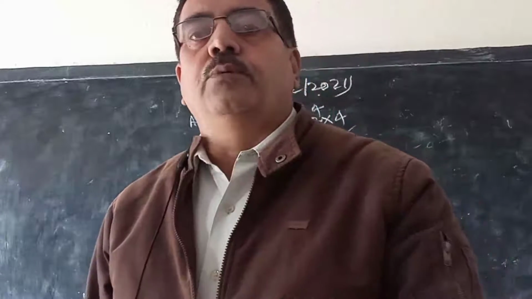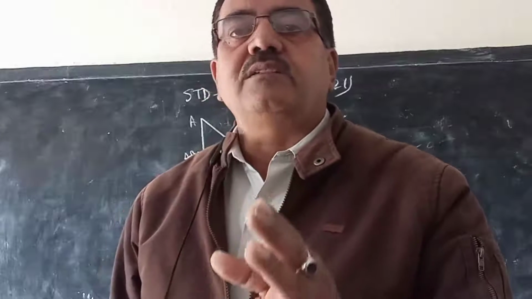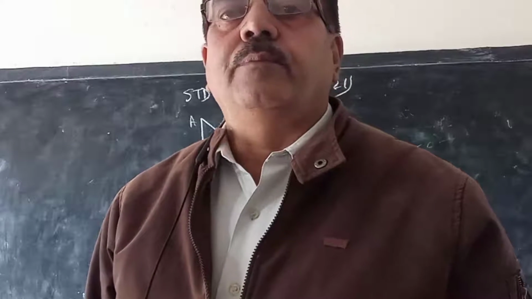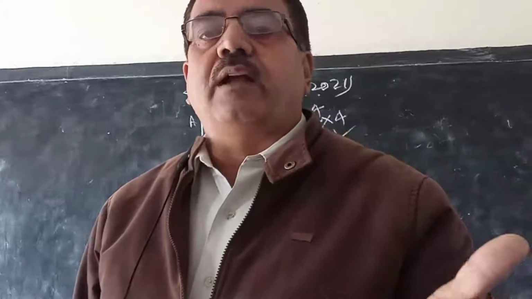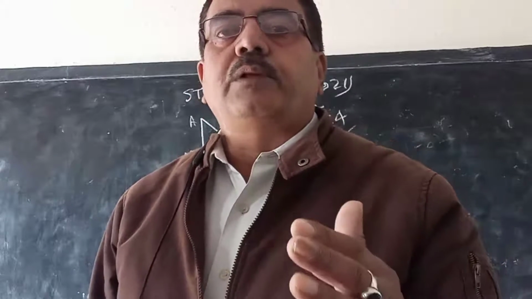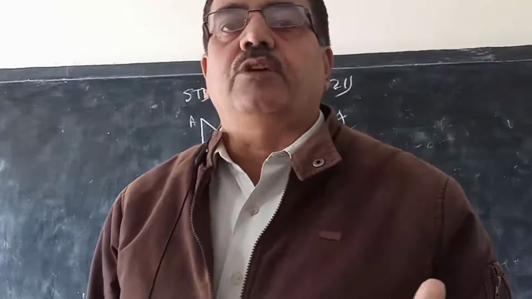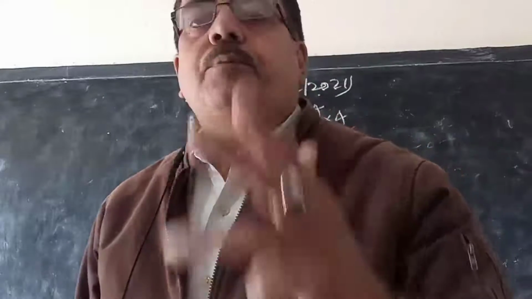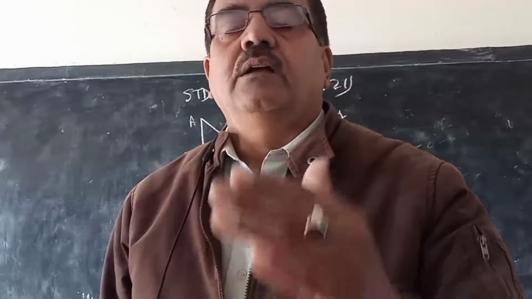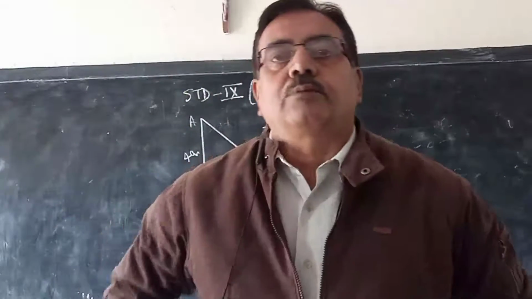Similarly, for the cube, total surface area is 6a square, a is the side of the cube. Area of the four walls is 4a square. Volume of the cube, side into side into side means a cube, where a is the side of the cube. Then diagonal of a cube, root 3a. This formula you have studied in class 8 also, here also it is given.